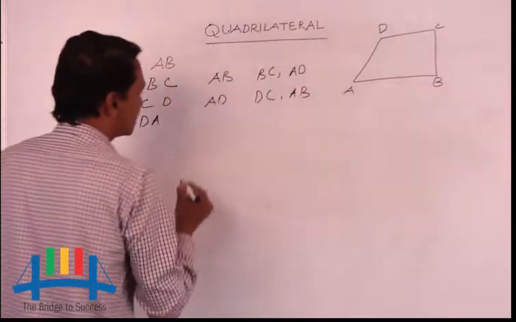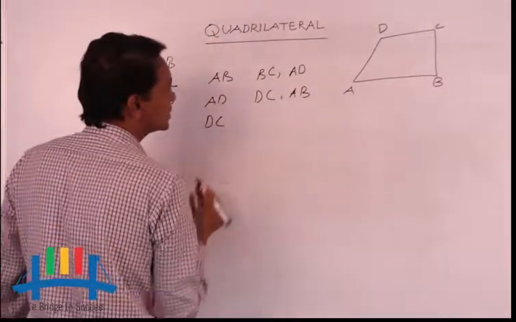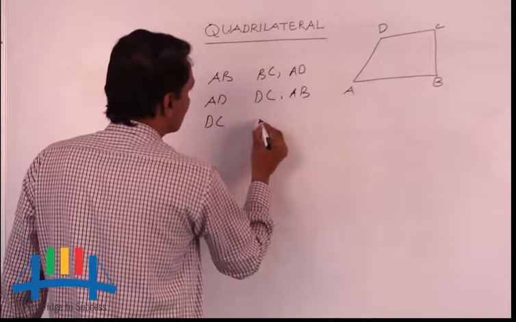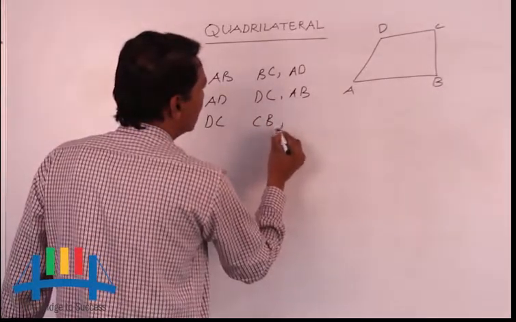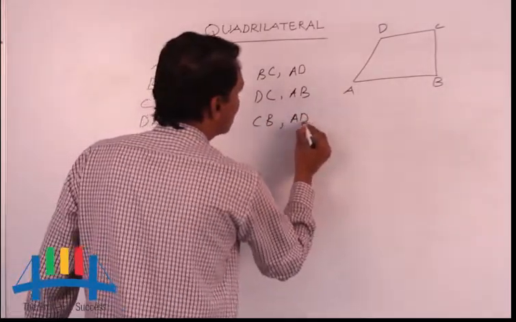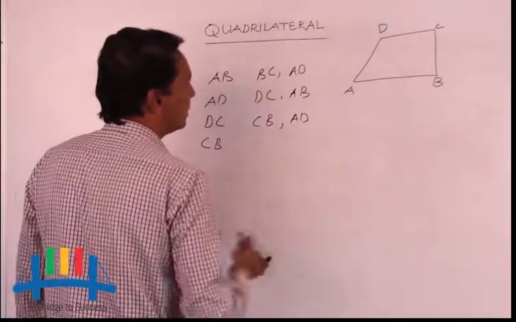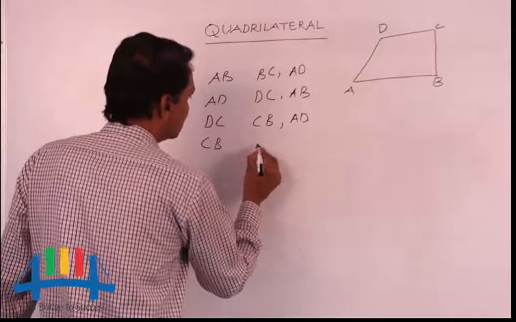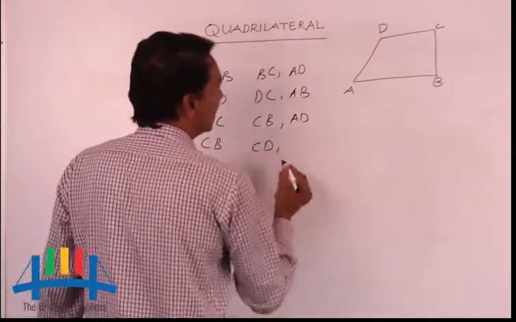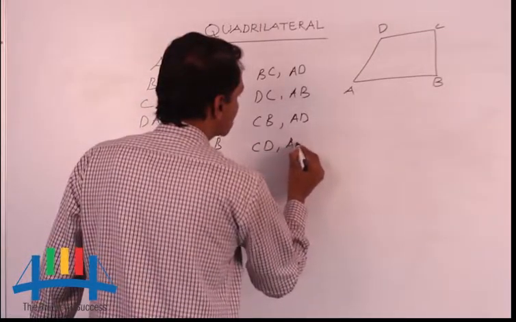In the same way, if you are taking DC, what are the corresponding sides for DC? CB is a corresponding side and AD is also a corresponding side. Suppose you are taking CB, what are the corresponding sides for CB? CD is a corresponding side and AB is also a corresponding side.